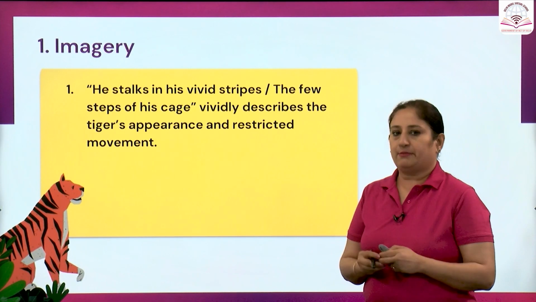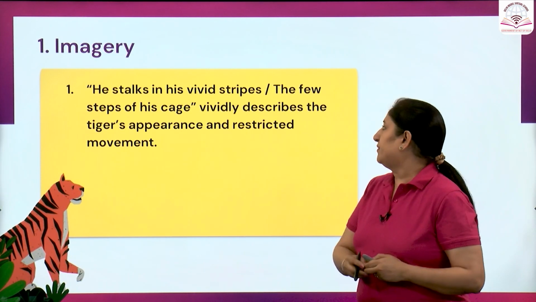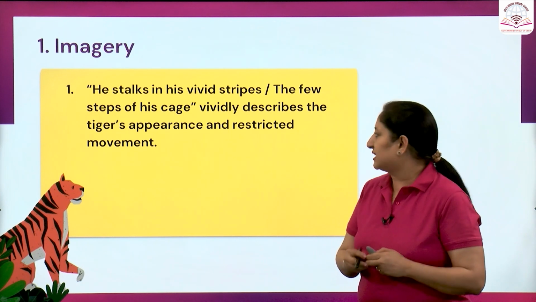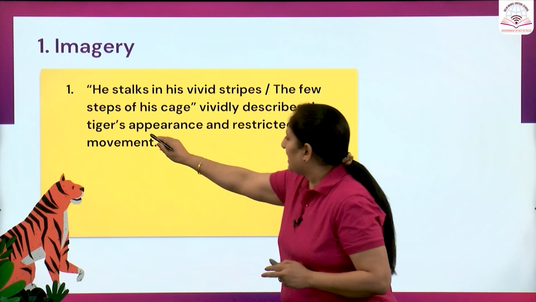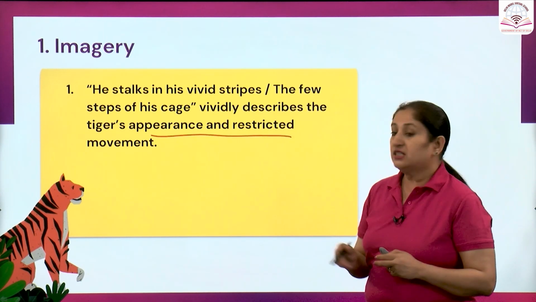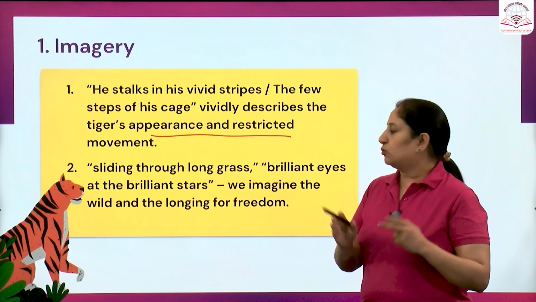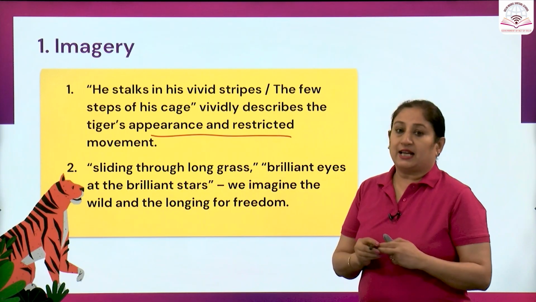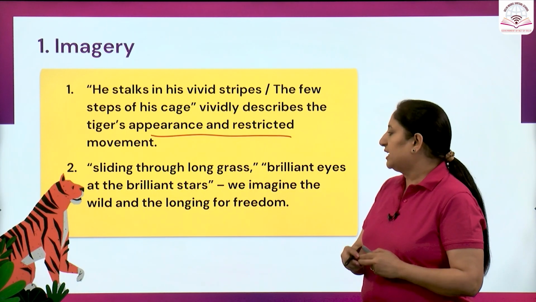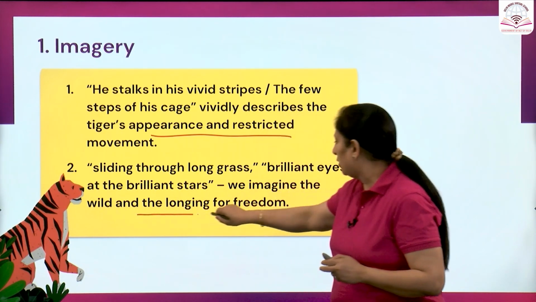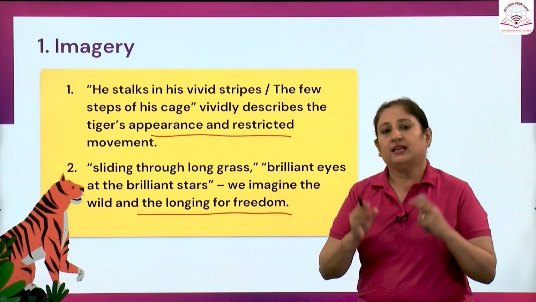The first example is, "he stalks in his vivid stripes the few steps of his cage." It vividly describes the tiger's appearance and restricted movement. Another example is, "sliding through long grass, brilliant eyes at the brilliant stars." We imagine the wild and the longing for freedom through imagery.